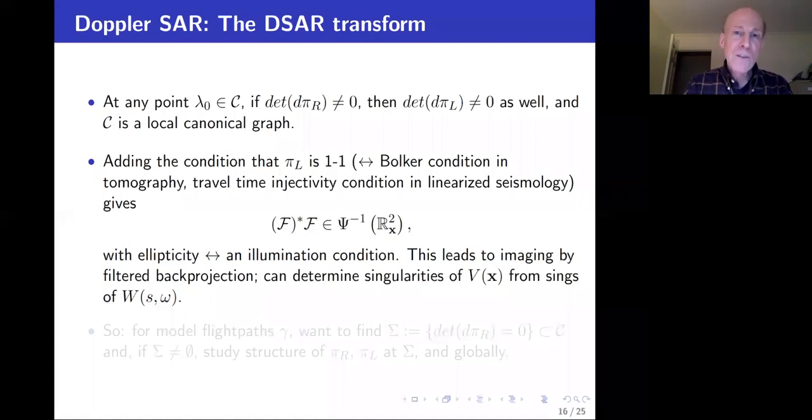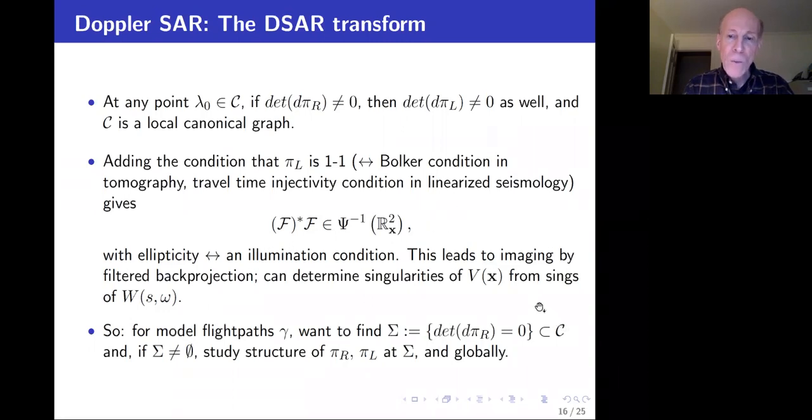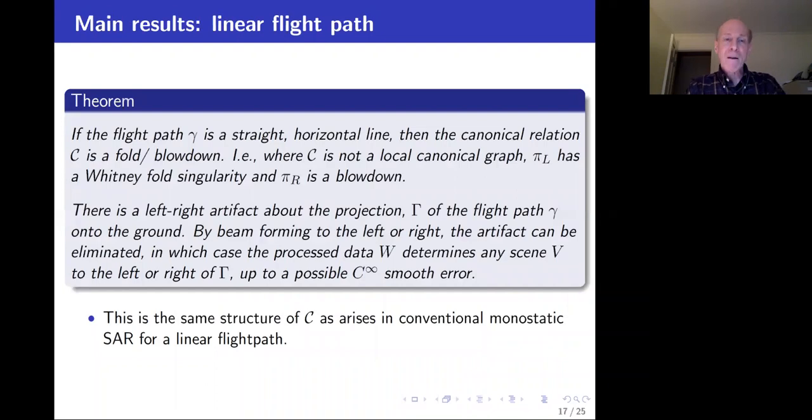So what we need to do is, for the flight paths that we want to analyze, determine whether or not this is the case. We want to look at the points, if any, where the determinant of the differentials of the projections is equal to 0, call that sigma, and find sigma inside of the canonical relation. And if it's non-empty, that's bad news. We want to study the structure of pi R and pi L at sigma. And furthermore, because of this one-to-oneness condition that's part of the Bolker condition, we also want to study the projections globally. So let me describe our main results.